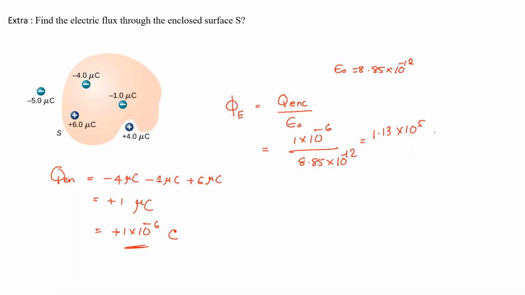What is the unit? Newtons per coulomb meter squared. Newtons per coulomb is the unit of E, right? This is the unit of area. So that is how I remember it. EA.